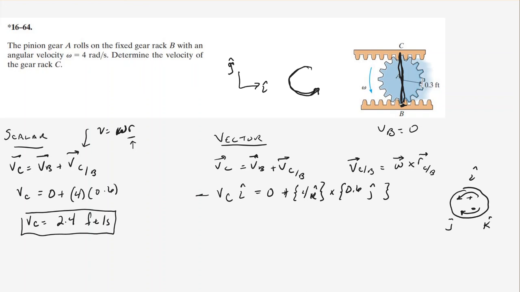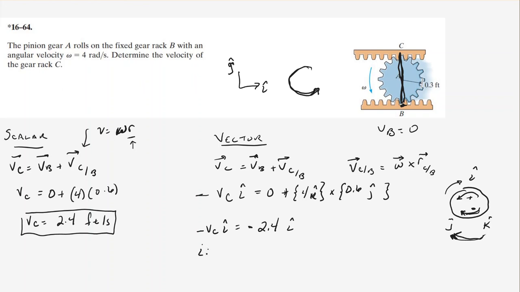Okay, so here we go. I've got minus v sub c i is equal to, well, 0, 0, okay, 4 times 0.6 is 2.4. Now, K cross with J yields I, so this would be an I. And since I'm going this direction, this would be negative. So this is a negative 2.4i.